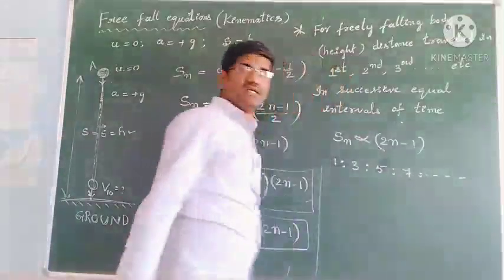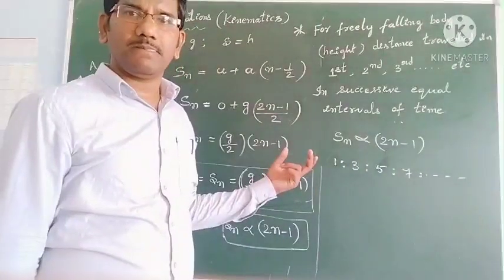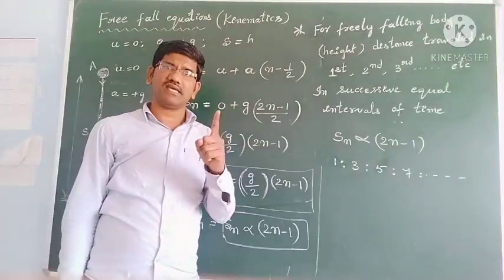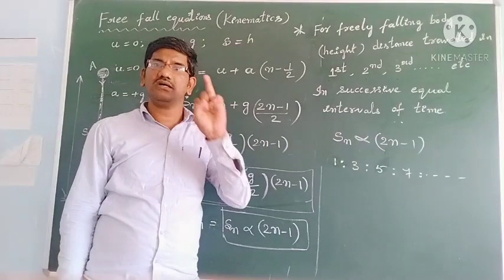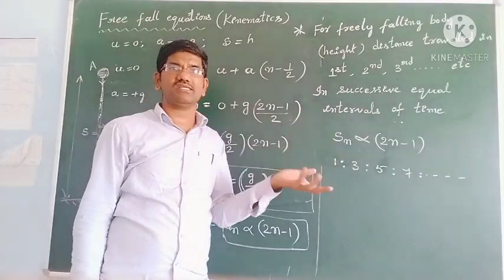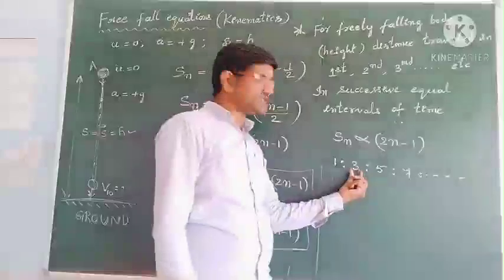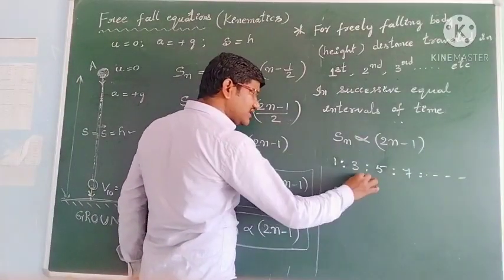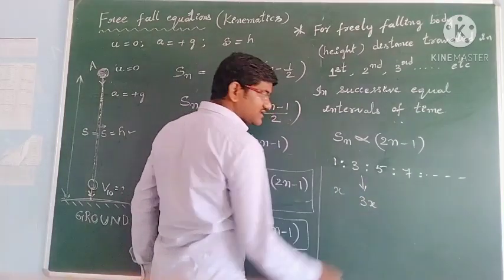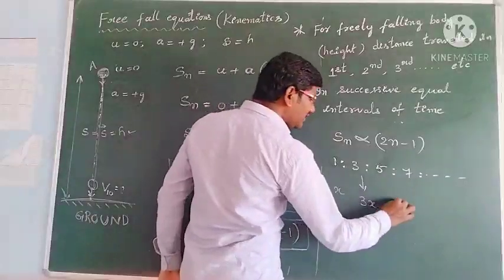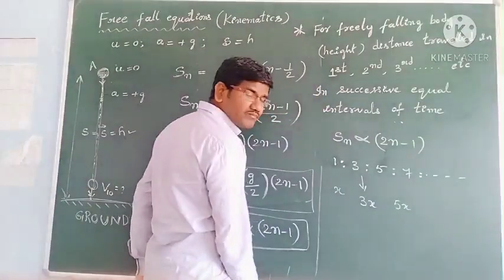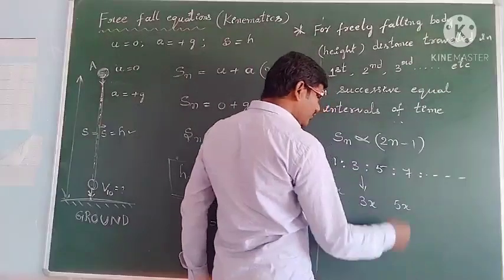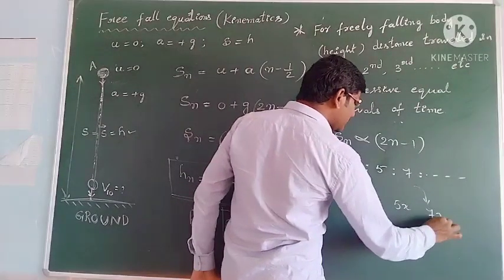These are the distances travelled in successive equal intervals of time. First second, second second, third second: every one is 1 second only, but the distance fallen in the second second is 3 times. Means in the first second, if it travels x distance, in the second second it travels 3x, in the third second a distance of 5x, and in the fourth second a distance of 7x.